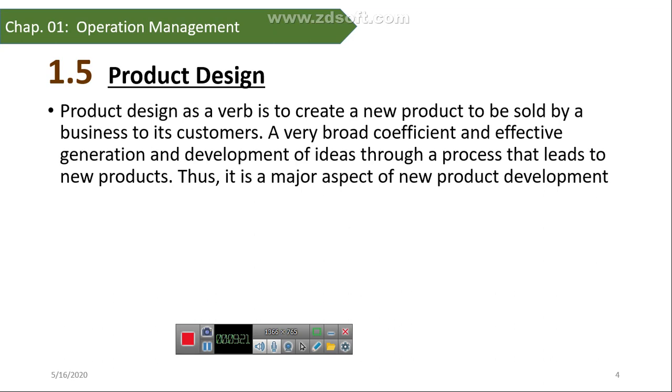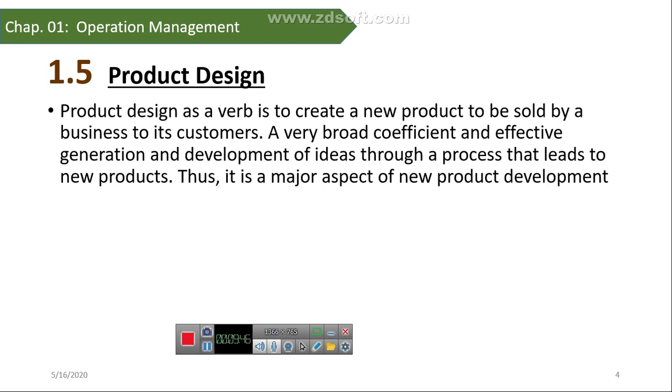Reason for the product or service design. What are the reasons? Economic reason, social and demographic reason, political, liability or legal, life cycle, competitive, cost or availability, and technology are reasons for product or service design.